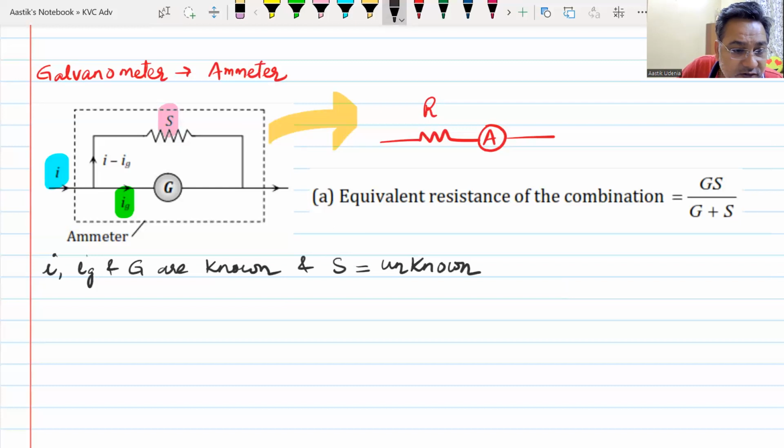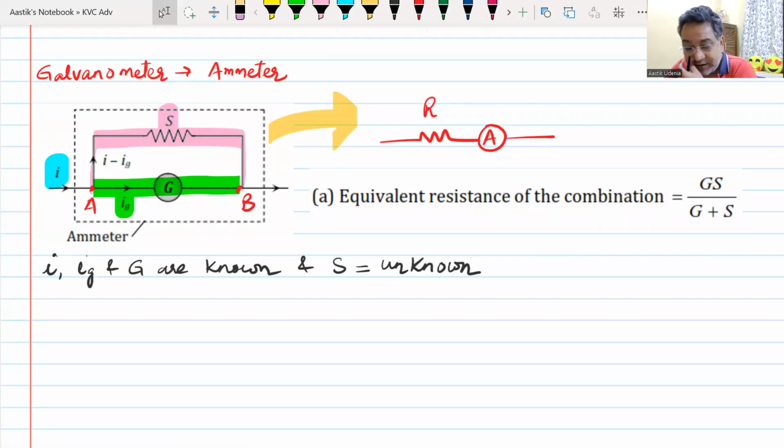Now, how do you find out the value of this shunt resistance? It is very simple. If you go in this pink path, or if you go through the green path, the potential difference between these 2 points will remain the same. Yes or no? Yes, sir. Because both of these are parallel paths.